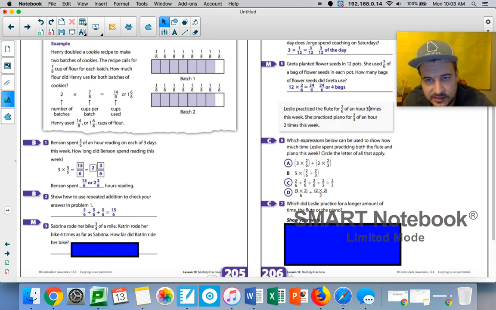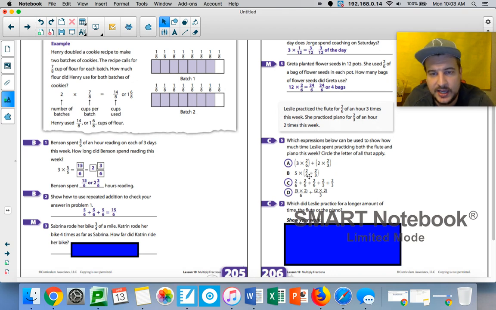So it looks like they added these two together and then they tried to add these. The problem is you can't add these fractions. Why? Because they have different denominators. That's right. Good job.